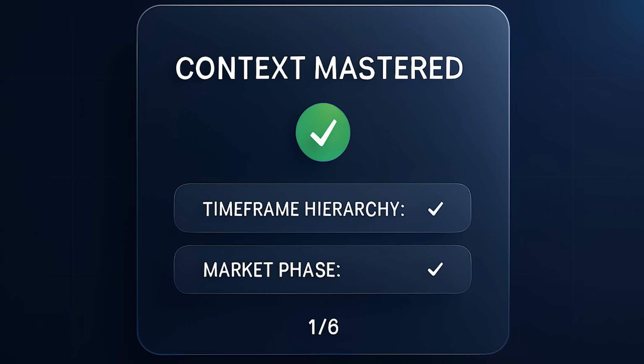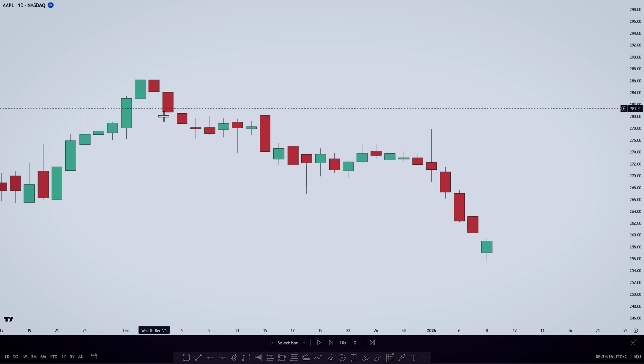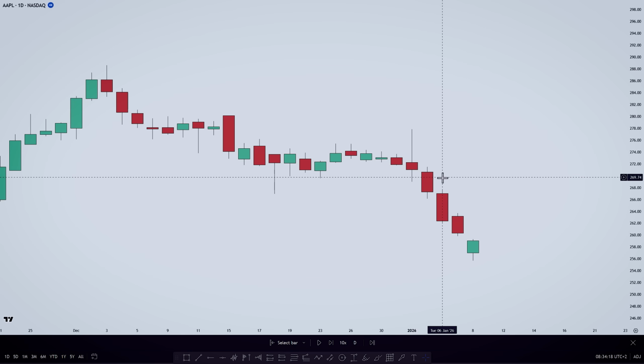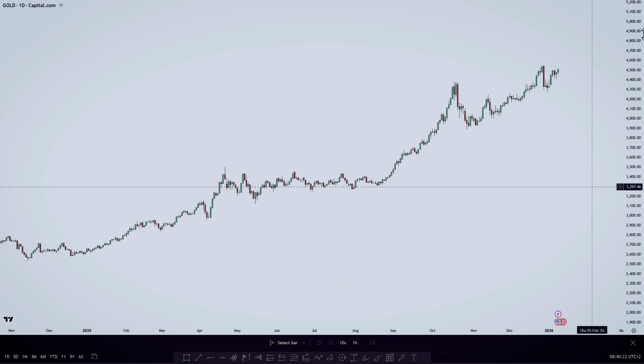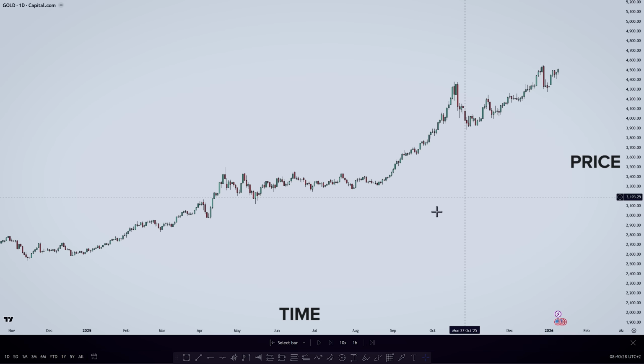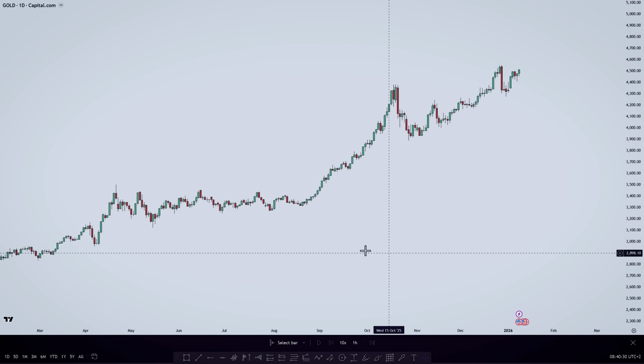Now you know the context. You know which time frame controls the game and what phase you're in. But where exactly are you standing on this battlefield? We talk about this next. Now the vertical axis is price. The horizontal axis is time. You think you understand them. You don't. Let's start with price.